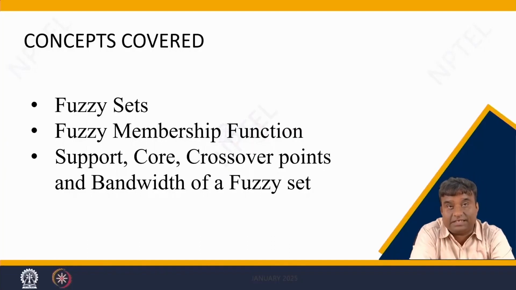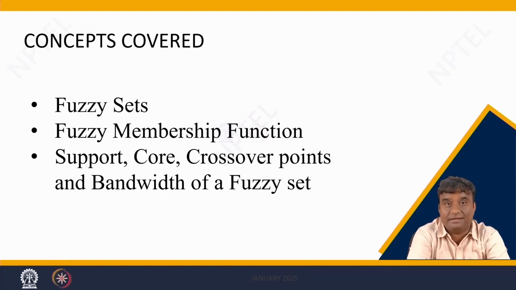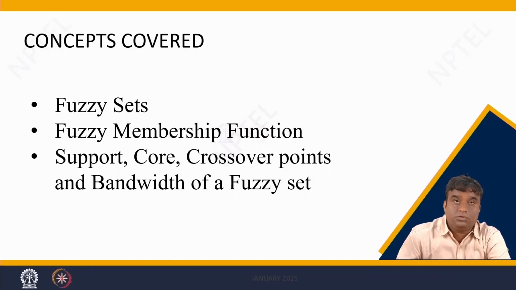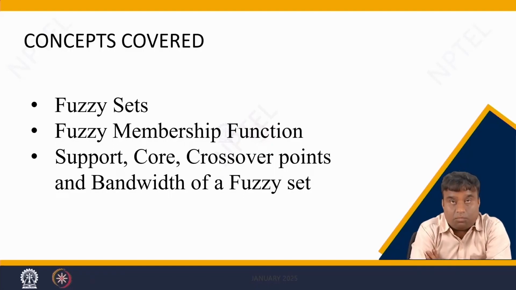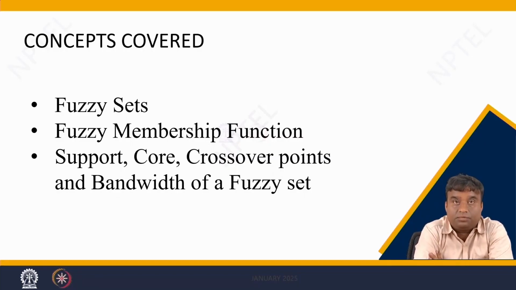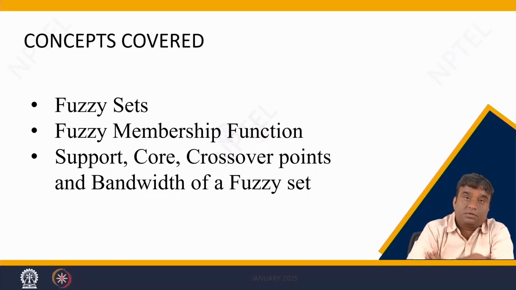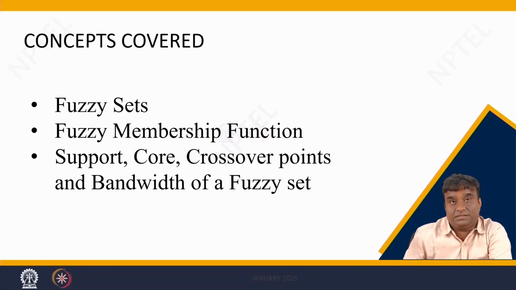In the first lecture, we have seen fuzzy sets, fuzzy membership functions, support, core, crossover points, and bandwidth of a fuzzy set. In this lecture, we will try to understand some examples of fuzzy sets, alpha cut, and strong alpha cut. We'll also solve questions for support, core, fuzzy subsets, and cardinality of a fuzzy set. So this will be covered in this lecture today.